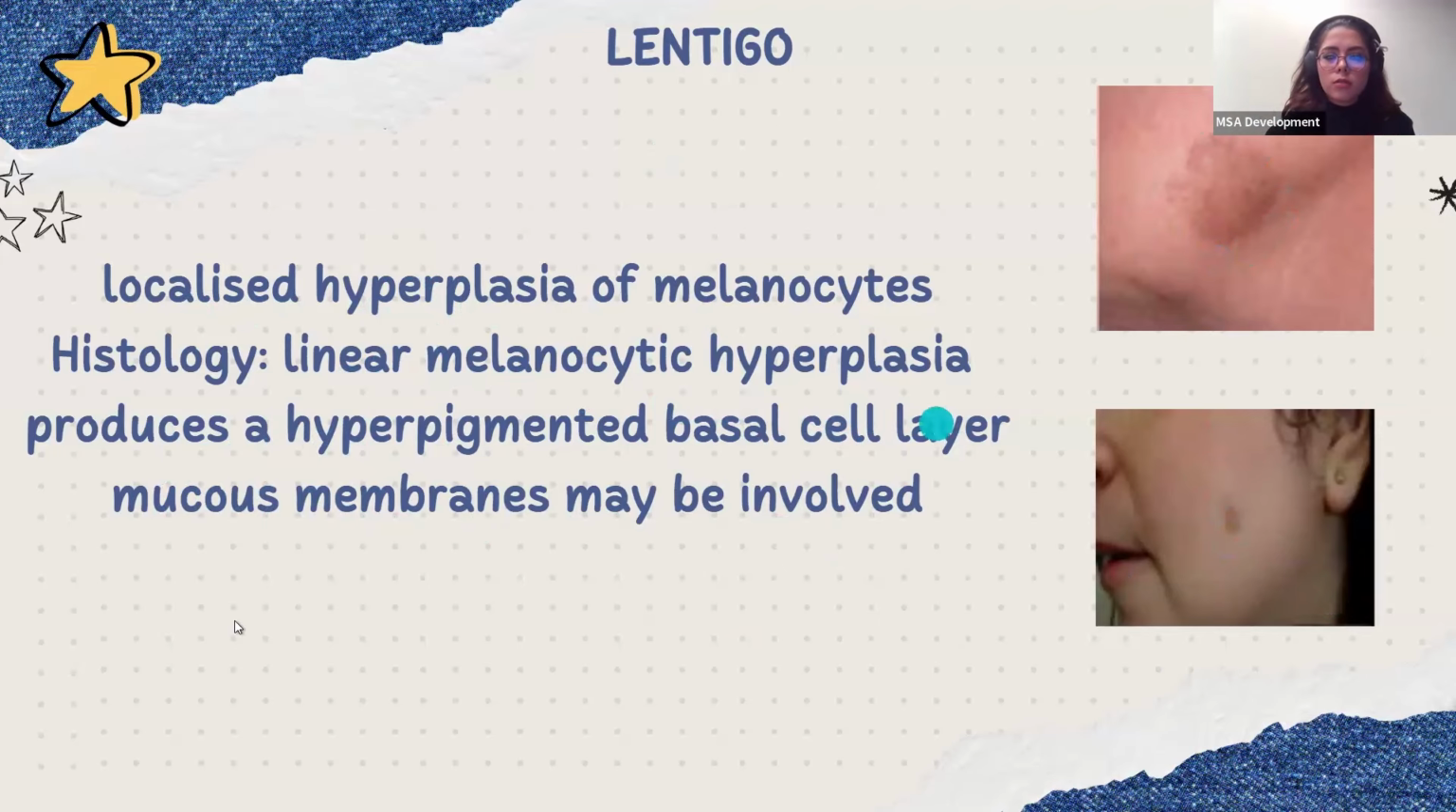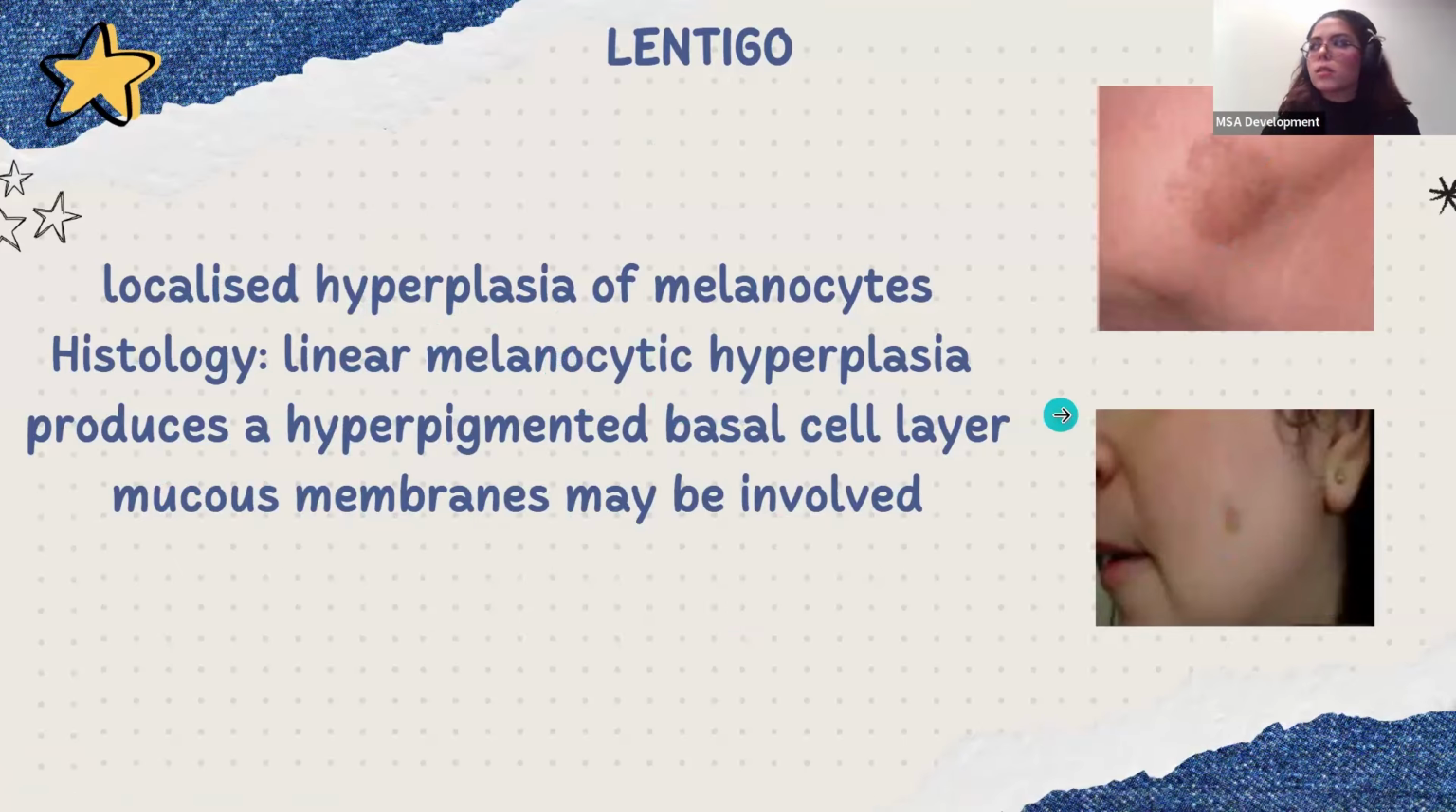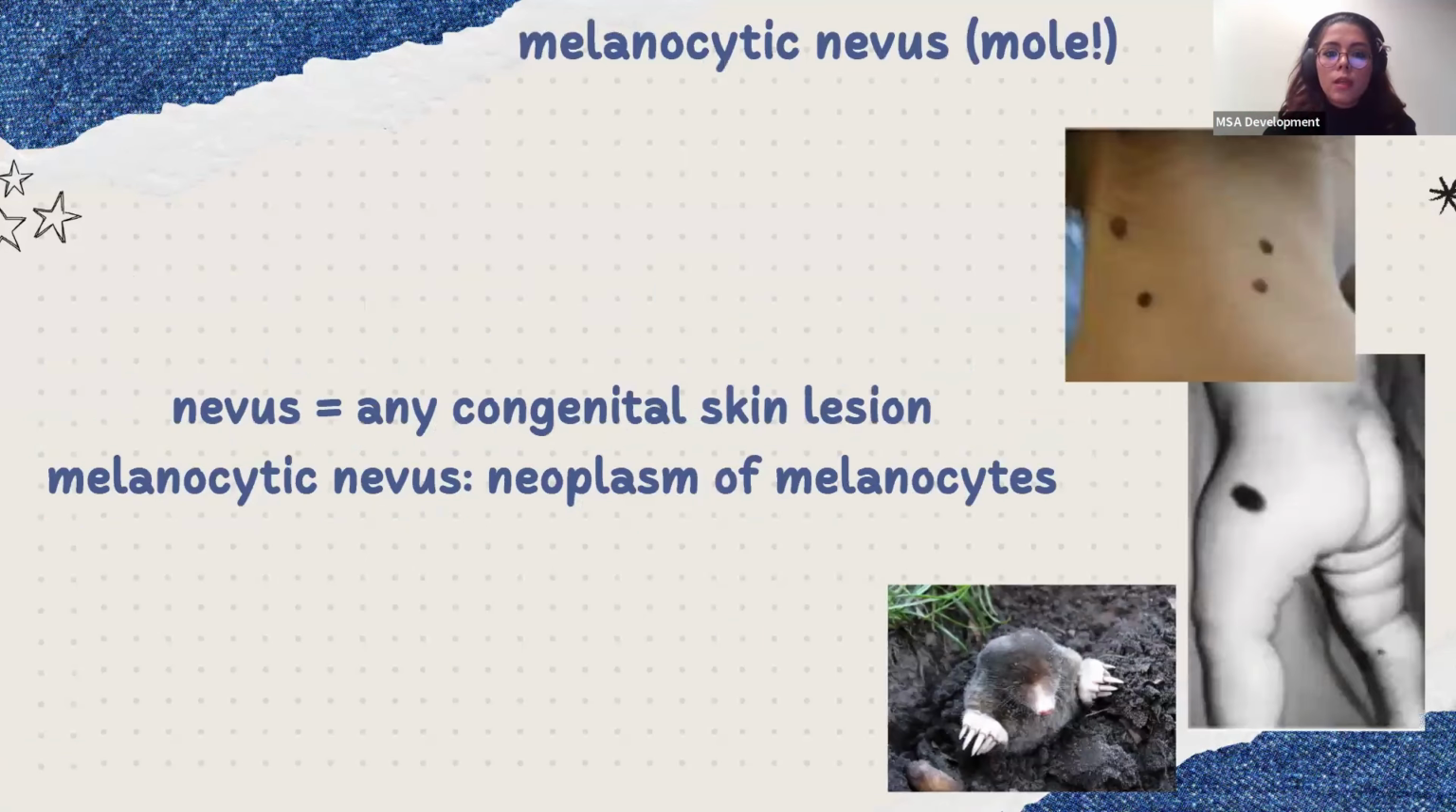It's a precursor lesion for, is it lentigo? No, it's not this, sorry. This is just like sunspots. If you see your parents, they would most likely have this. Melanocytic nevus, which is the mole.